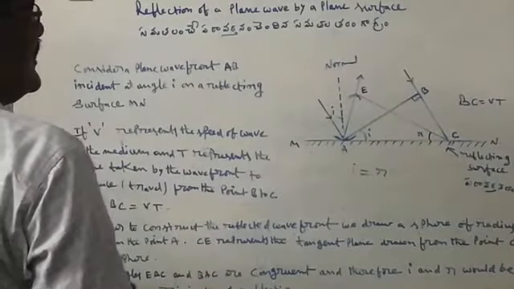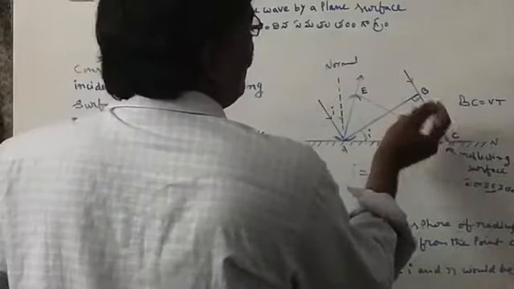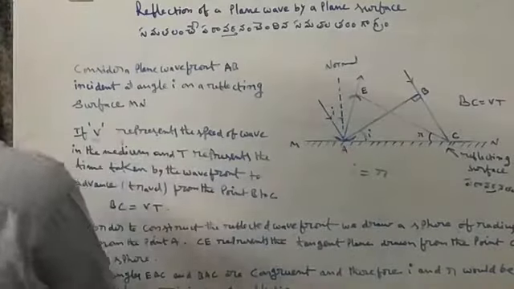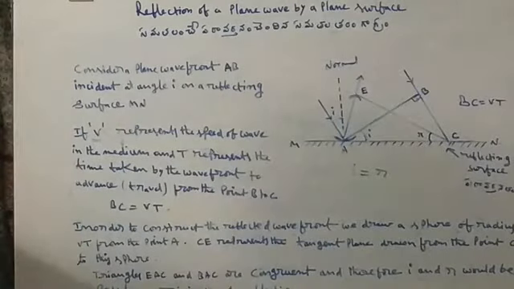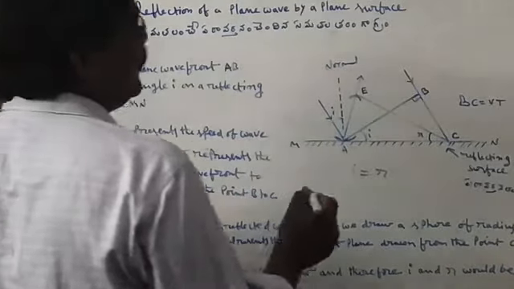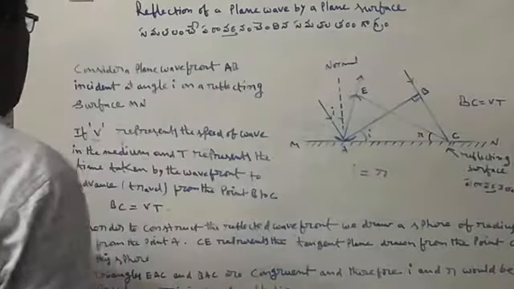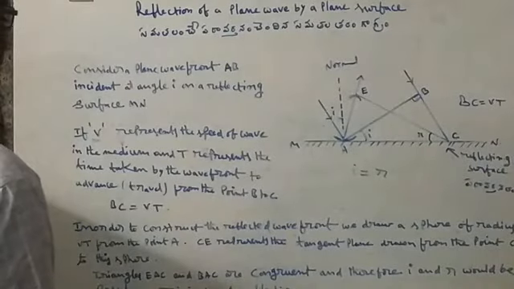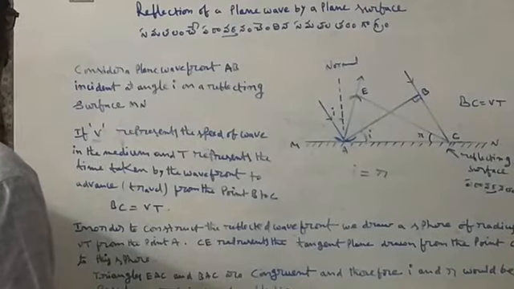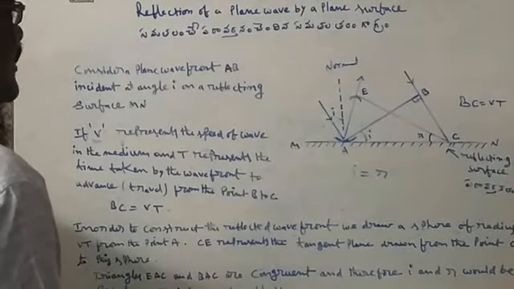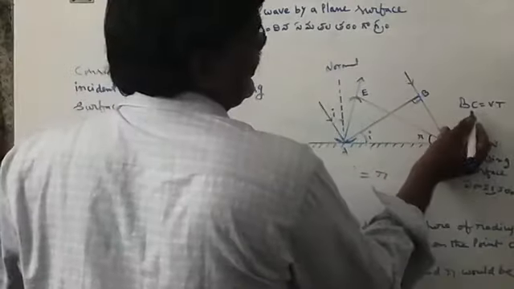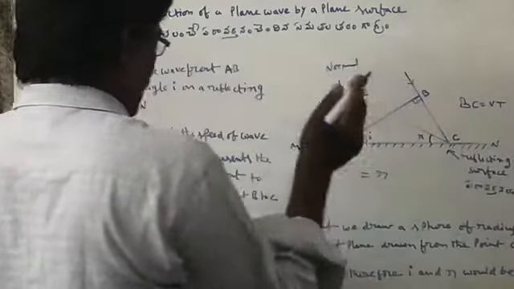V represents the speed of the wave in the medium, and T represents the time taken by the wavefront to travel from the point B to C. Therefore, BC means distance. Distance is equal to velocity into time.